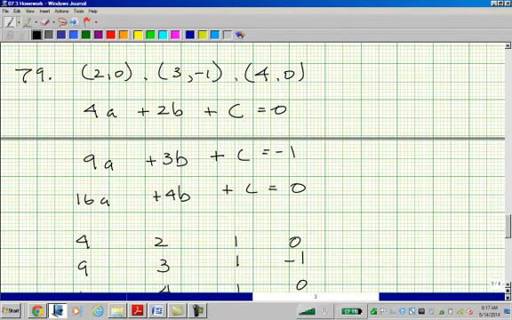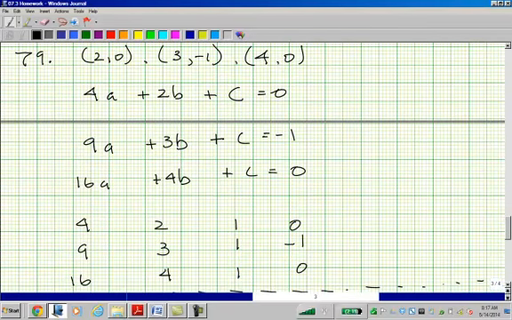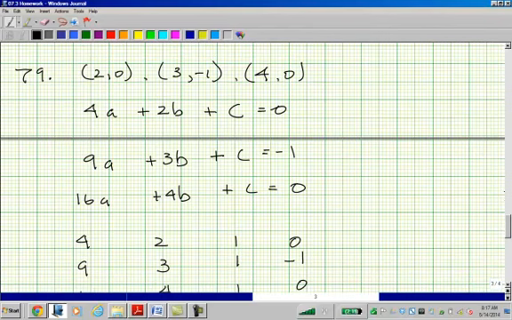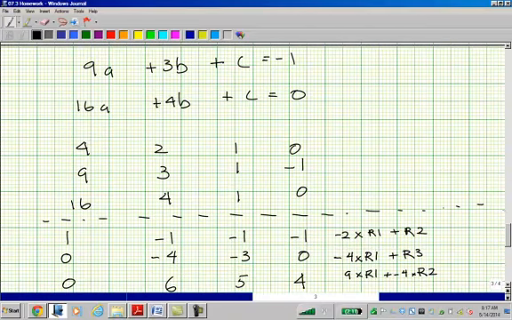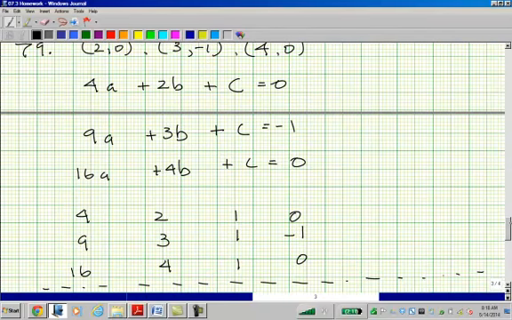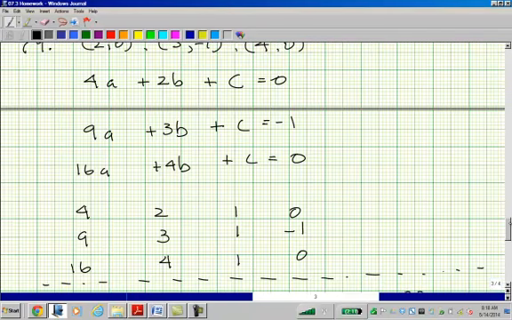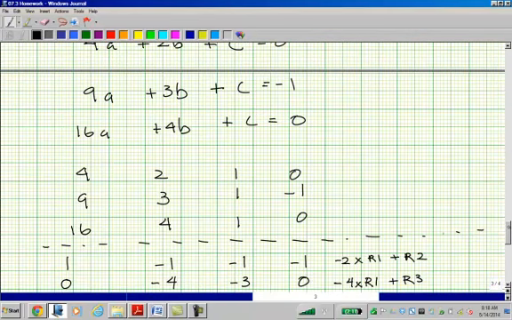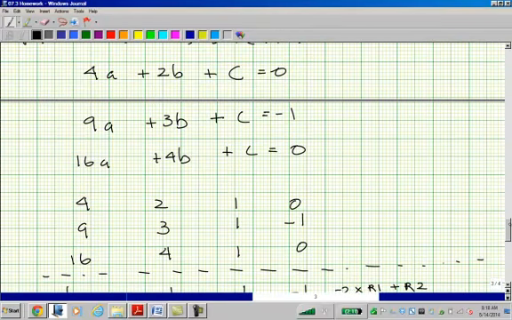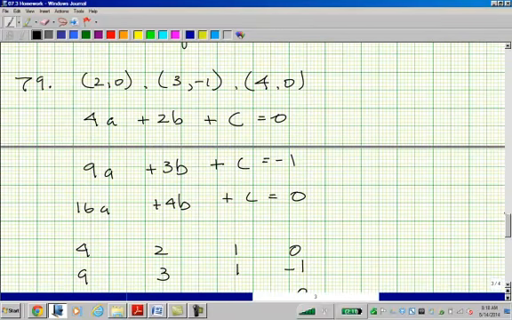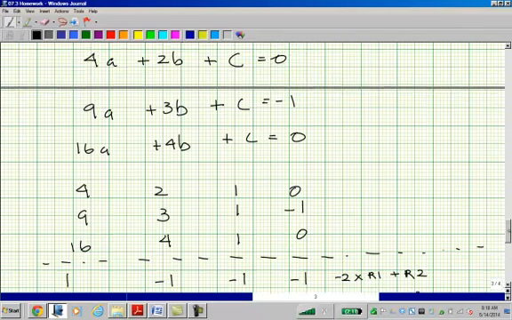Now, I decided to do 79 using RREF, and so you can follow it along here. I set up 4, 2, 1, 0 as the coefficients for the first equation, 9, 3, 1, -1 as the numbers in the second equation, and 16, 4, 1, and 0 in the third, after plugging in these points.